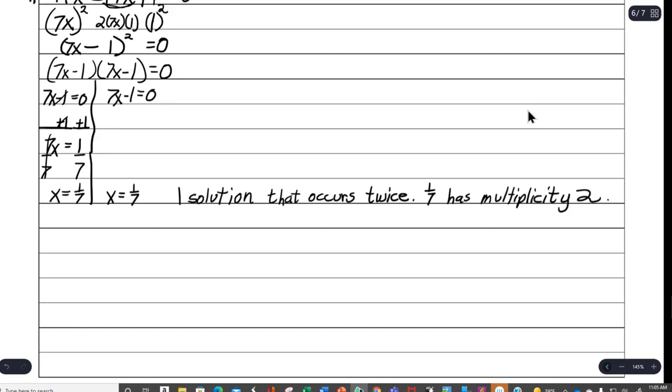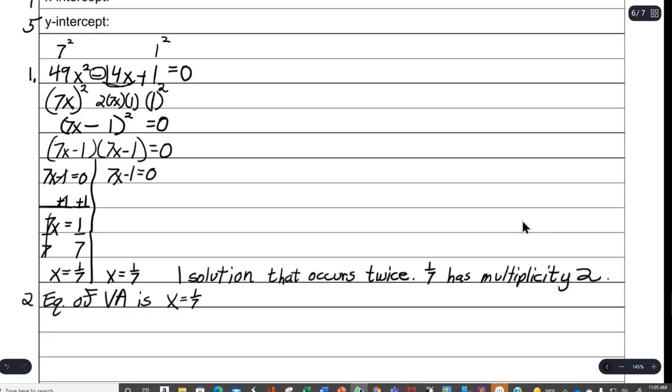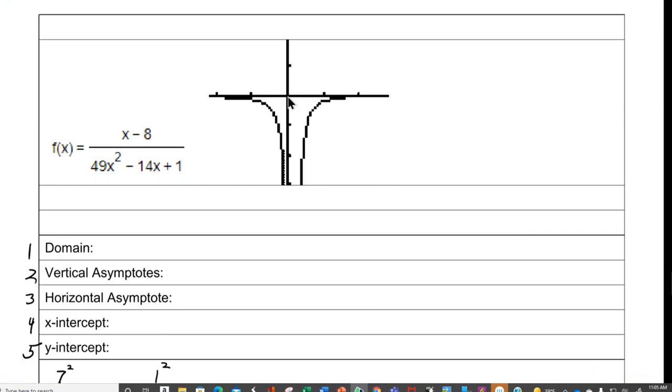But gosh, that would mean that we only have one vertical asymptote? Exactly. The equation of the vertical asymptote is x equals 1/7, which is, this is zero, x equals 0, this is x equals 1. x equals 1/7 you can only estimate it right there. x equals 1/7.